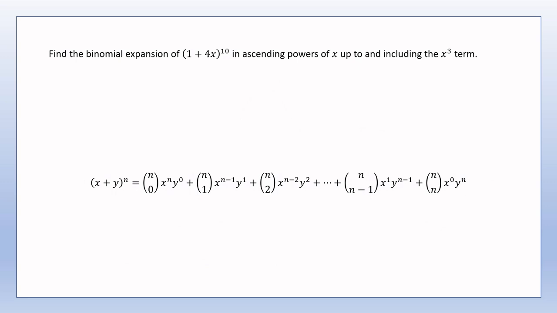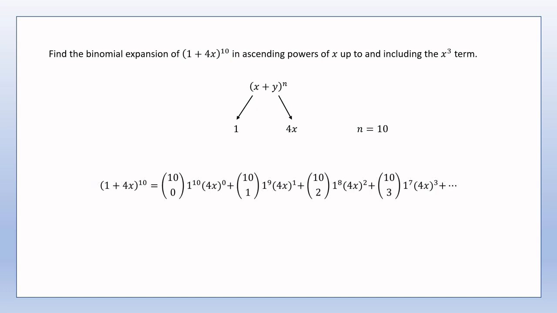Question 3. Find the binomial expansion of 1 plus 4x to the power of 10 in ascending powers of x up to and including the x cubed term. In this example, we have the x from x plus y to the power of n replaced with 1, y from x plus y to the power of n replaced with 4x, and n equals 10, giving 1 plus 4x to the power of 10 equals as shown on the screen.